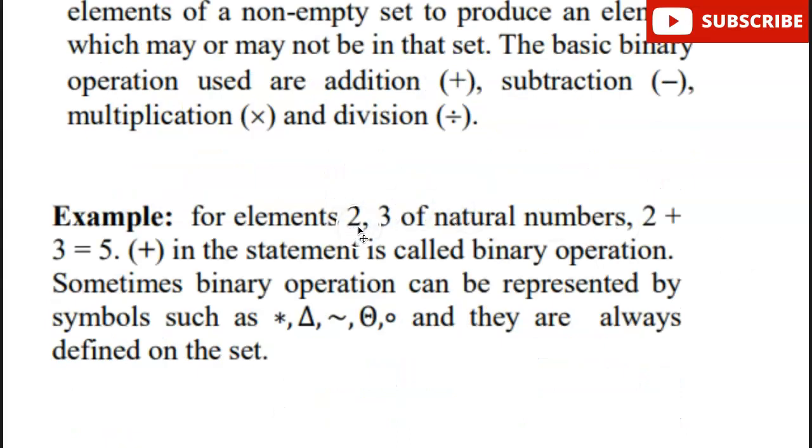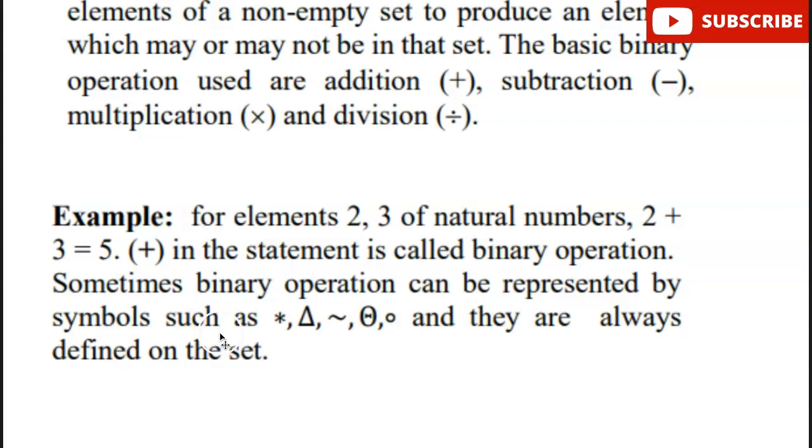So for elements 2 and 3 of the set of natural numbers, 2 plus 3 is 5, and 5 also belongs to the set of natural numbers. So the addition here in the statement is called a binary operation. When we see this addition sign, we have to combine the two items. If you have 2 oranges and then 3 oranges, and you want to know the total number of oranges, this sign means that we are supposed to put them together and count them. So that's what it means.